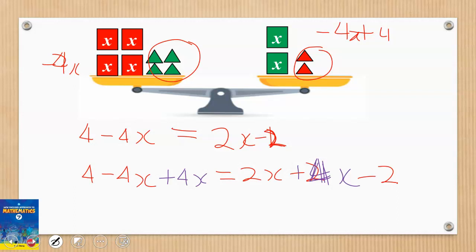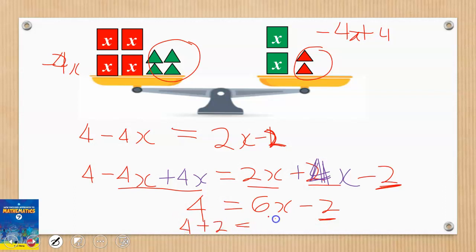So when that is done, realize that on the left hand side, this will cancel each other, leaving us with 4 is equal to, then the 2x plus 4x will give us 6x minus our 2 that is here already. So now from here, what do we do? Again, we have to add plus 2 to both sides of the equation. So we are going to get 4 plus 2 here, and then 6x minus 2 plus also 2.